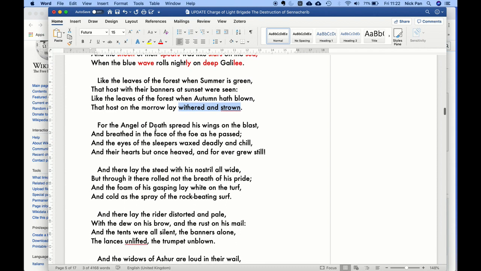"For the angel of death spread his wings on the blast, and breathed in the face of the foe as he passed, and the eyes of the sleepers waxed deadly and chill, and their hearts but once heaved, and forever grew still." Alliteration there, and still, chill, still, blast and passed. That's almost arguably a half rhyme, not quite a full rhyme. Passed, blast, maybe it's a full rhyme. It's not quite rhyming.